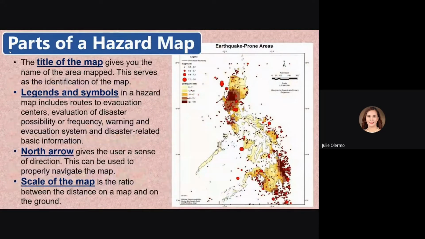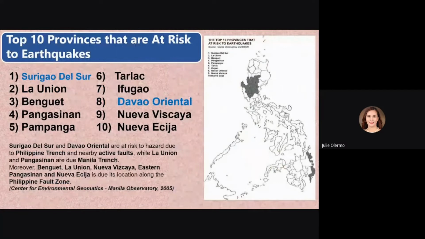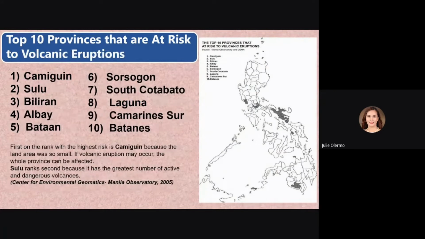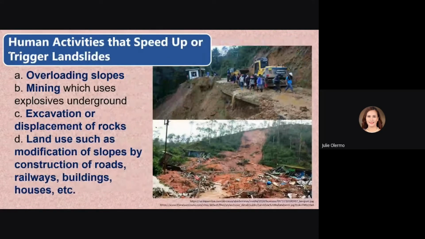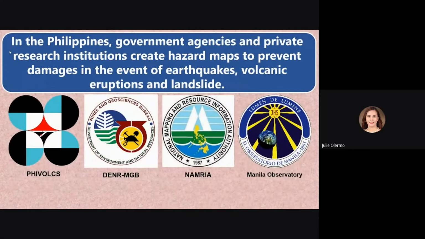Then last time we discussed the parts of the hazard map: the title of the map, legend, symbols, north arrow, scale of the map. And we enumerated the top 10 provinces that are at risk to earthquakes, the top provinces at risk to volcanic eruptions, and at risk to landslides. We enumerated the human activities that speed up or trigger landslides. Then we recognized the government and private institutions that created hazard maps to prevent damages. So we have the PhilVolcs, DENR-MGB, NAMRIA, Manila Observatory.